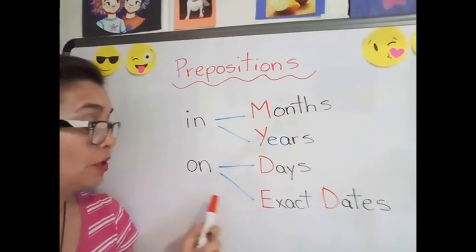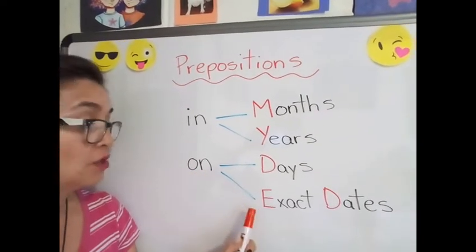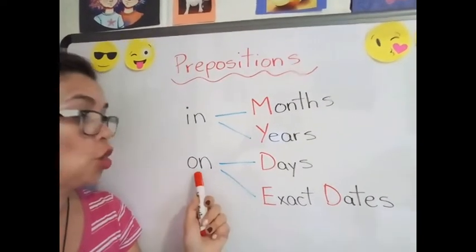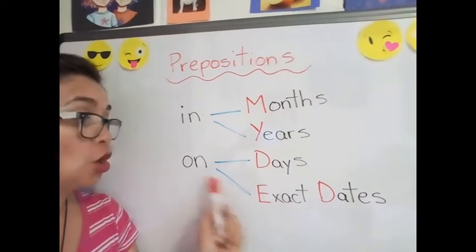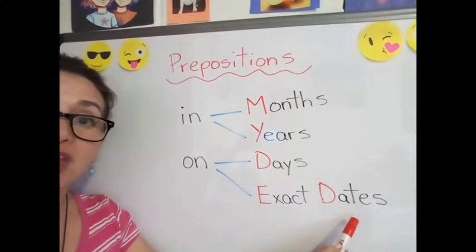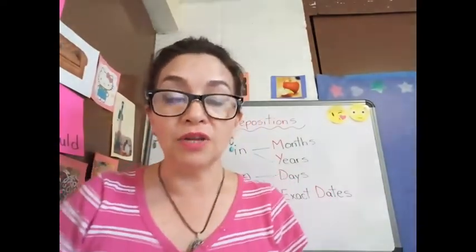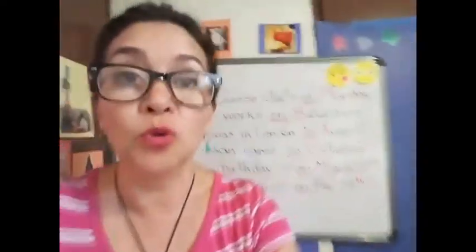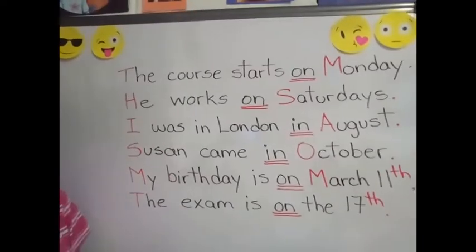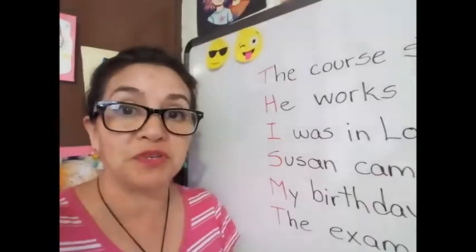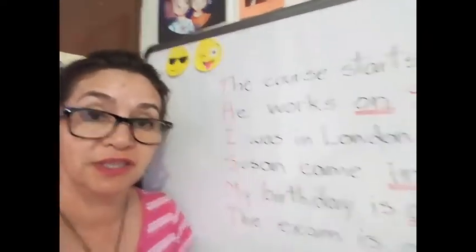And when do we use on again? When we say exact dates. On March 17, on the 1st of November, etc. Very well, kids. Now, let's see some examples. Look at these examples where we are using the prepositions in and on.